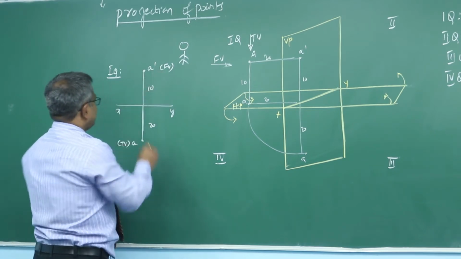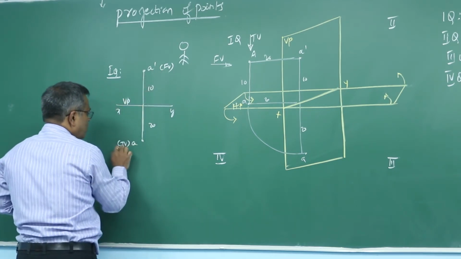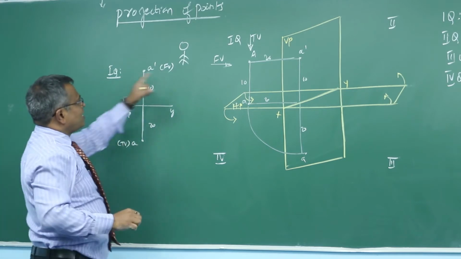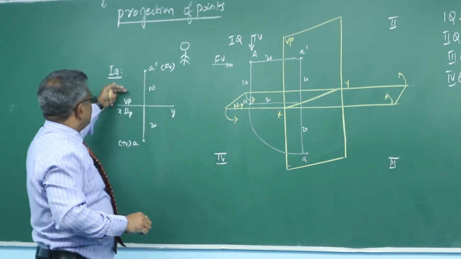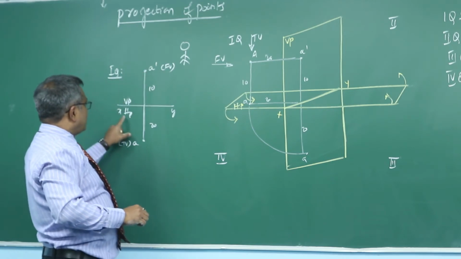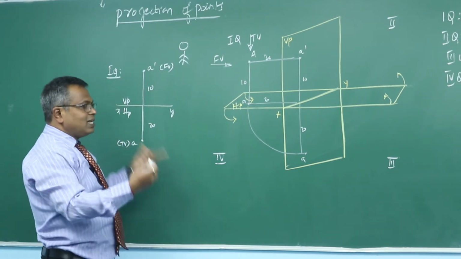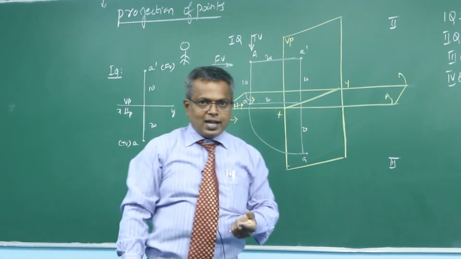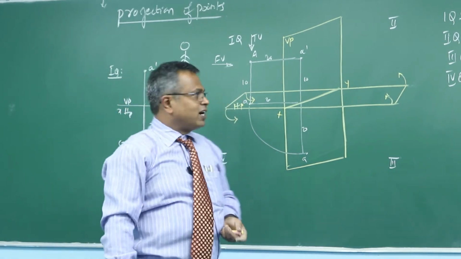So the front view A dash is on VP, and the top view A is on HP. If a point A lies in the first quadrant, the front view A dash is on the vertical plane and the top view A is on the horizontal plane. That means the front view A dash and the top view A are located on two different planes.